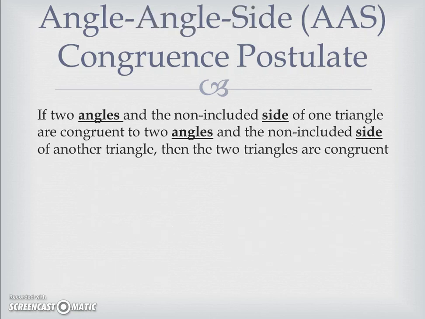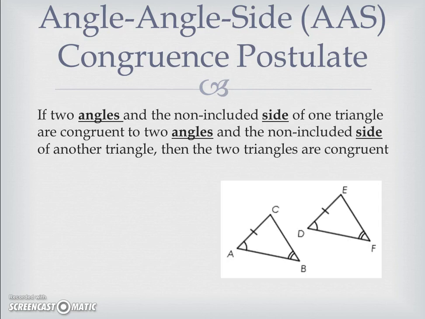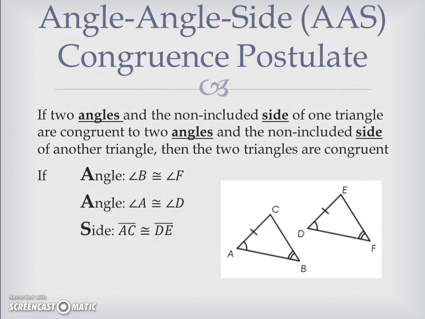ABC is congruent to DFE due to ASA congruence. Okay, our next type is AAS, angle angle side. The idea here is that it's two angles being congruent, but the side is not included, meaning the side is not between the two angles. So this looks like this here. We have a pair of angles, which are angle B and angle F. Another pair of angles, angle A and angle D. And then the side that's only touching angle A and angle D is AC and DE. So here we have angle angle side, so therefore the triangles are congruent.